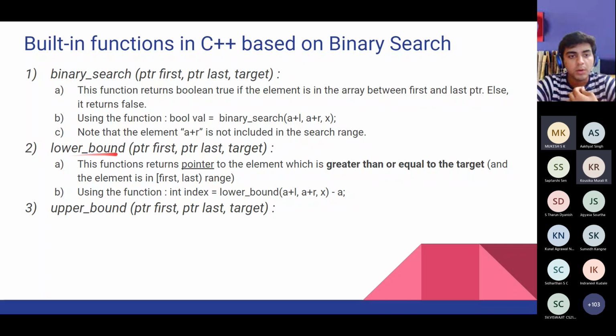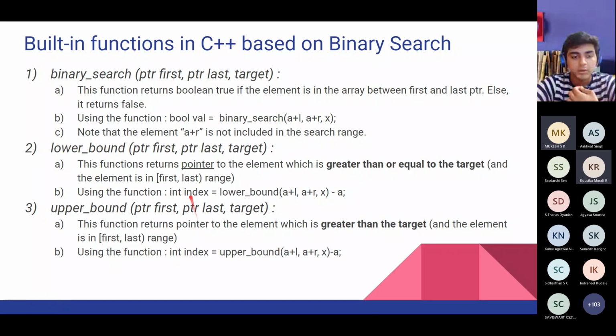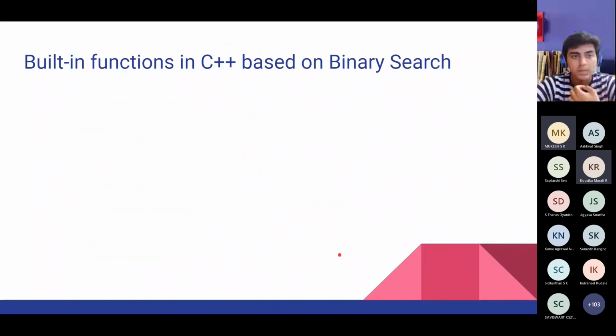And similarly, as we have lower bound, we have upper bound, which returns a pointer to the element which is strictly greater than the target. Note that lower bound returns the pointer to the element which is greater than or equal to the target, while upper bound returns a pointer which is strictly greater than the target. And again, we don't include the last element, A plus R, in our search range. Upper bound can be used in a similar manner: int index equal to upper bound A plus L, A plus R, X, minus A. So that's it.